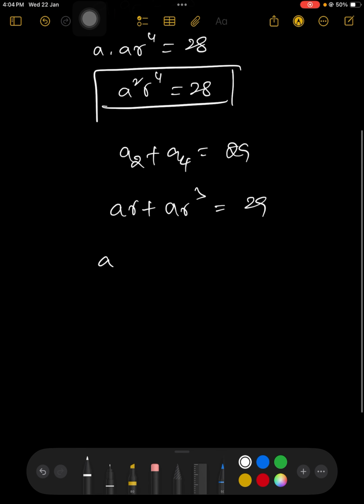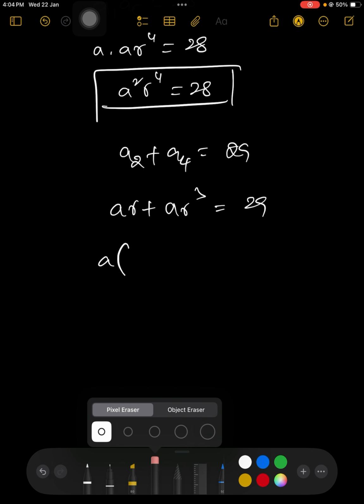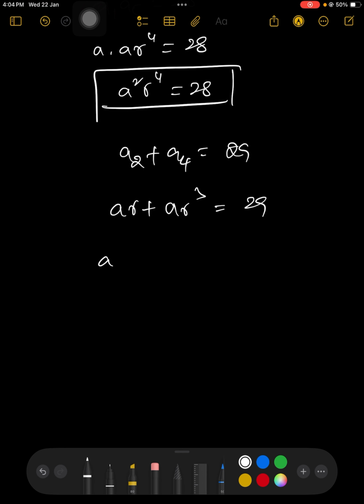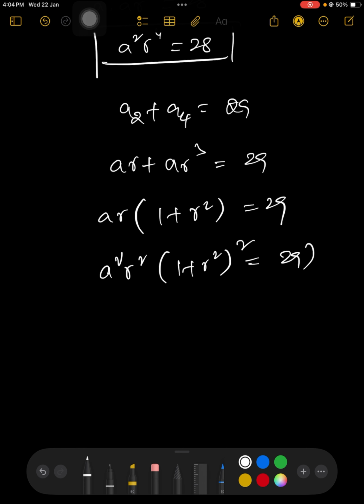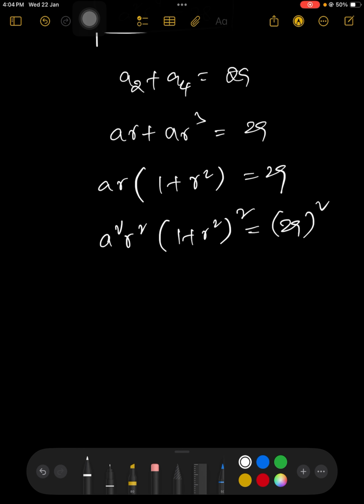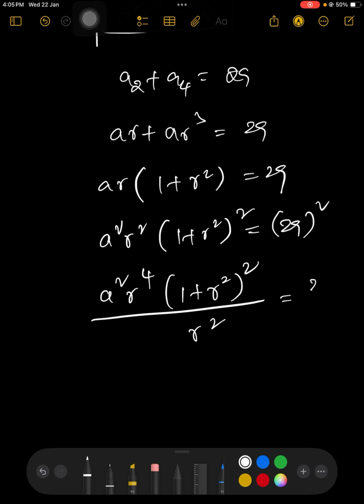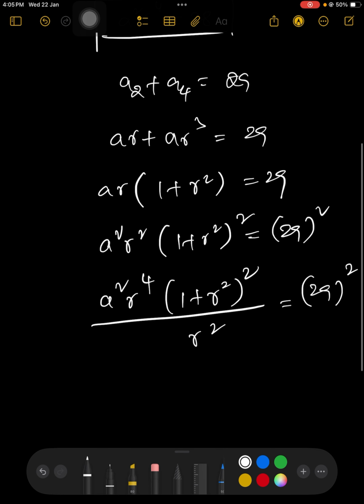Now take AR common. Here you can take AR common, then it is 1 plus R square, that is equal to 29. Okay, now squaring on both sides, A square R square into (1 plus R square) whole square equal to 29 whole square. Multiplying and dividing with R square, so that it will become A square R power 4 into (1 plus R square) whole square by R square, that is 29 whole square. Right, the numerator and denominator can multiply with R square.